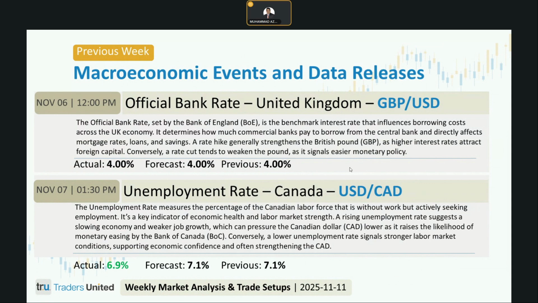For forex traders, the bank rate is a major driver of the GBP/USD currency pair, shaping expectations around growth, inflation, and the Bank of England's future policy stance. Now, the previous number was 4%, forecast was 4%, and the actual number we got on November 6th is also 4%, so no change.